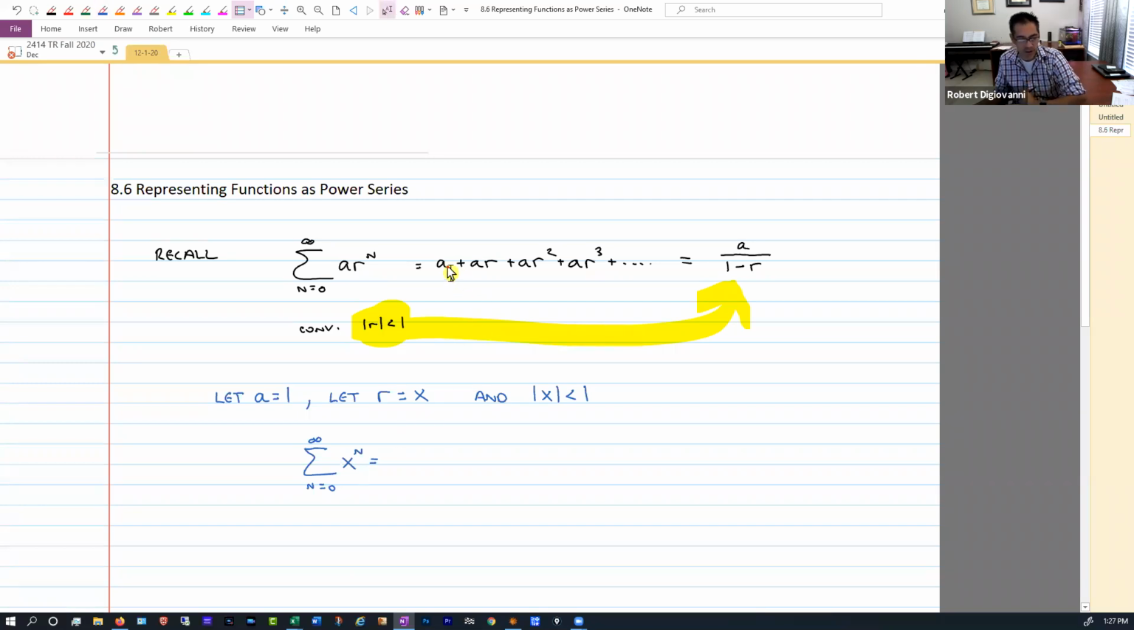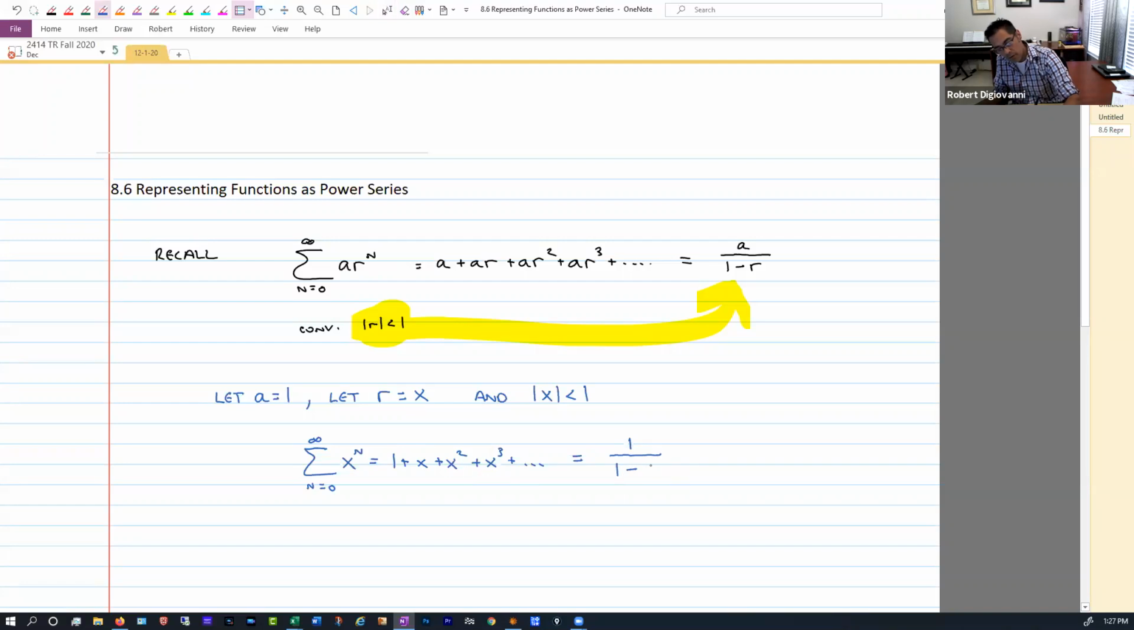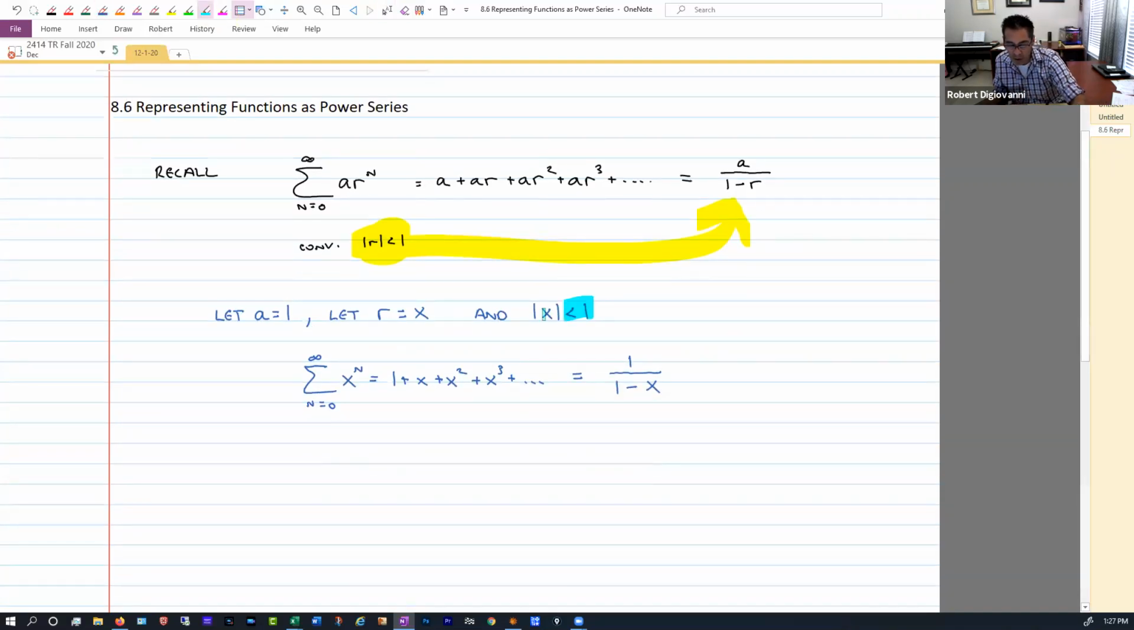This should be equal to, let's just write this sum out. A is 1, r is x. 1 plus x squared plus x cubed plus ... What can you tell me that is equal to? 1 over 1 minus r, and r is x. So 1 over 1 minus x. Now, keep in mind, that's only if the absolute value of x is less than 1. If the absolute value of x is less than 1, then that's true.